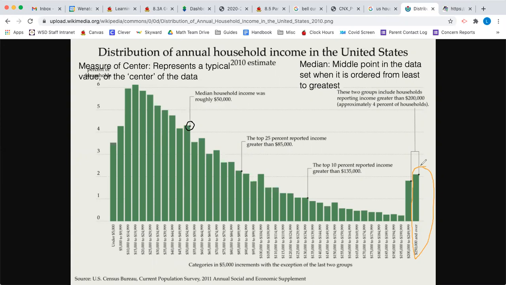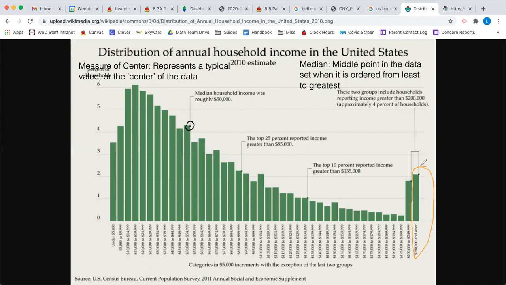The problem, though, is that there's a very, very small number of people that make an absolutely enormous amount of money. They just make piles and piles and piles of money, like Jeff Bezos or Elon Musk, somebody like that. And that one person is able to single-handedly skew the average up. And when you have a decent number of those people, as you can see, there's a pretty large percentage of households. 2% of the households make over $250,000.